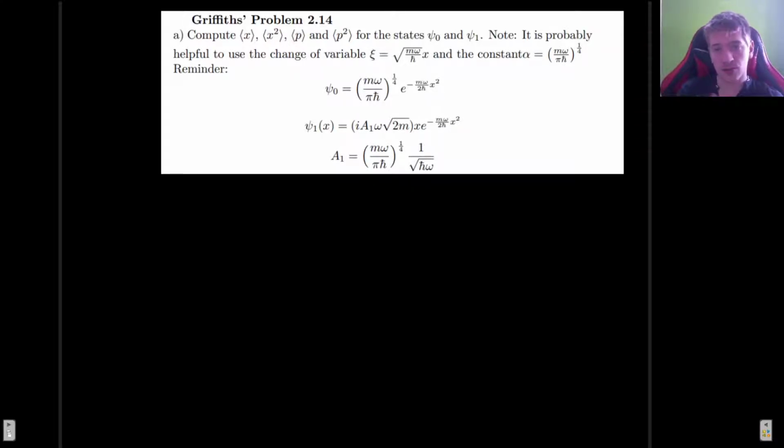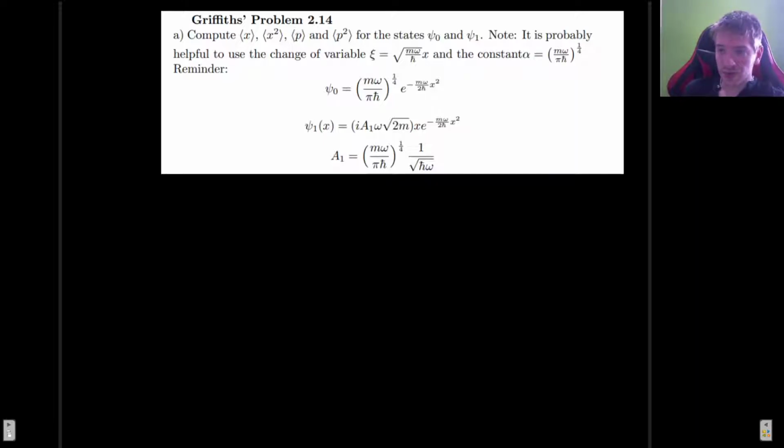Okay, so today we're going to be solving Griffiths problem 2.14 as it appears in the third edition of his book, Introduction to Quantum Mechanics. This problem asks us in part A to compute the expectation values of x, x squared, p, and p squared for the states psi0 and psi1, so the ground state and the first excited state.